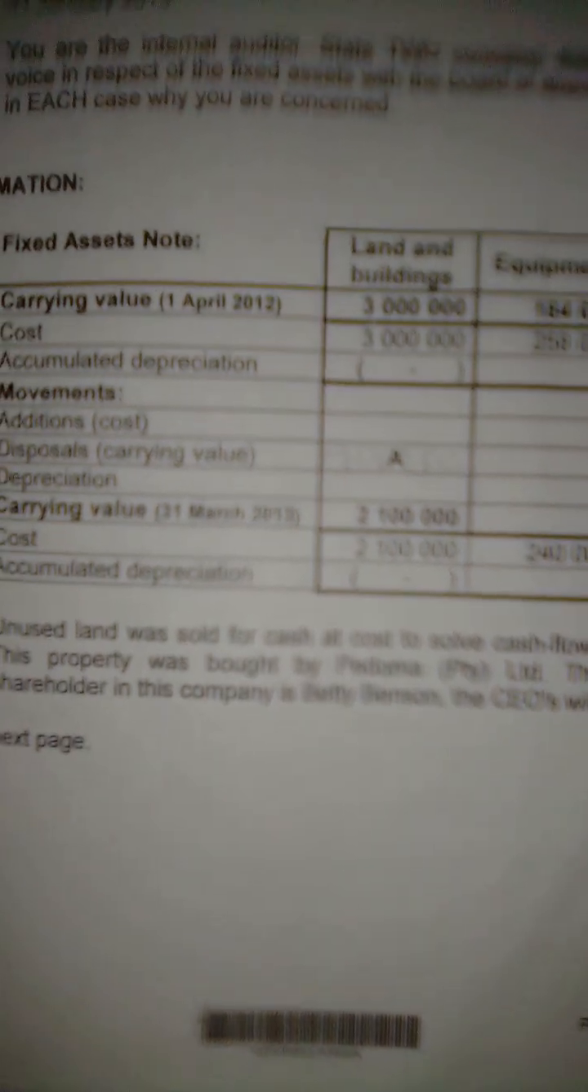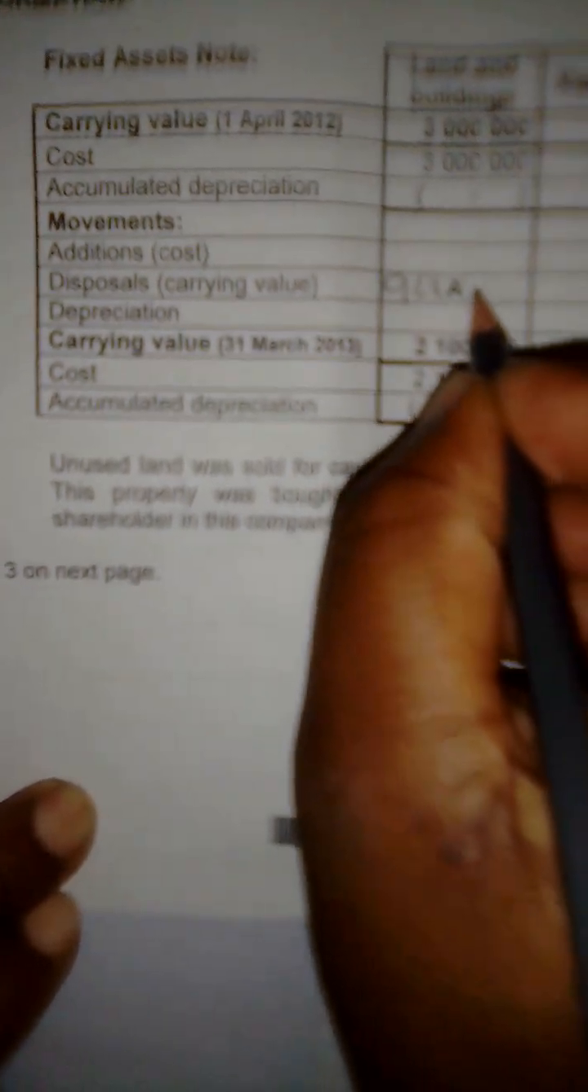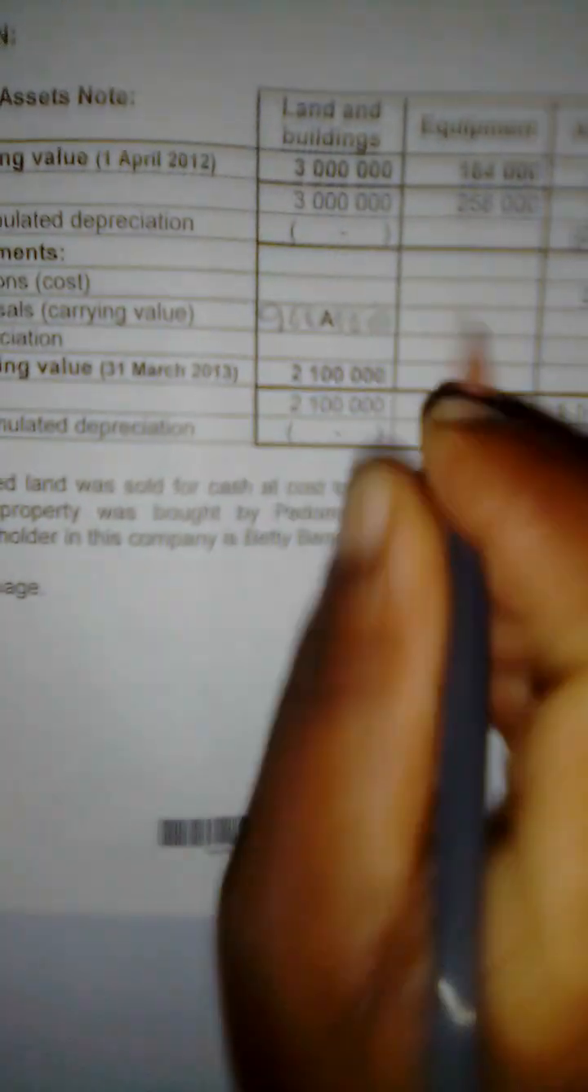So to calculate A is not going to be a lot of work. Let's do the calculation for A, then after that we go to B and C. For A, we are simply going to say 3 million minus 2.1 million is going to give us 900,000. This is the answer for A. This one is just straightforward. A is supposed to be inserted here, 900,000. We are done with A.